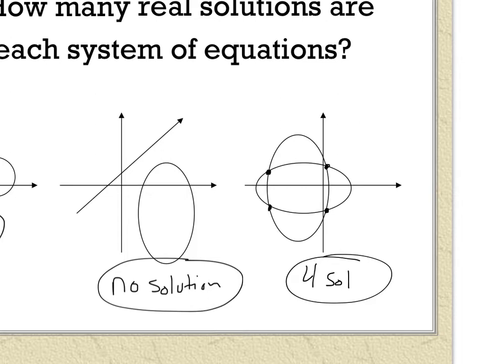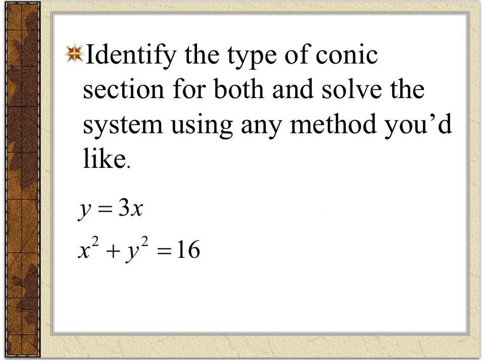When are they equal to each other? And it's as simple as when we were doing just lines and using substitution and elimination. Our first example, first thing we're going to do is identify the type of conics. We're going to get some practice with that, and then we're going to solve the system. And we're not going to use graphing. We're going to use either substitution or elimination. Okay? So now, as I go through this one, let's name the shapes.